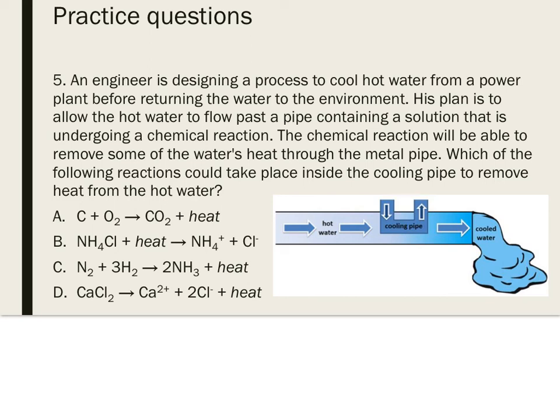hot water? All right, so in order to remove heat from the hot water, the engineer needs an endothermic chemical reaction in the cooling pipe. Remember, endothermic reactions take the form of adding heat, because it's going to absorb that heat. It doesn't want to produce heat, it wants to absorb heat. So if you look at our choices, the only equation that is absorbing heat is B. All these other equations are producing heat. We want to absorb it in order to cool the water down. So we'll go with B.